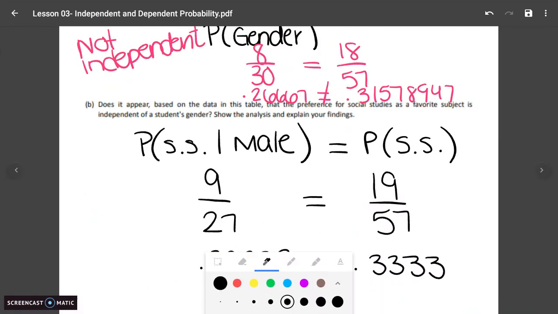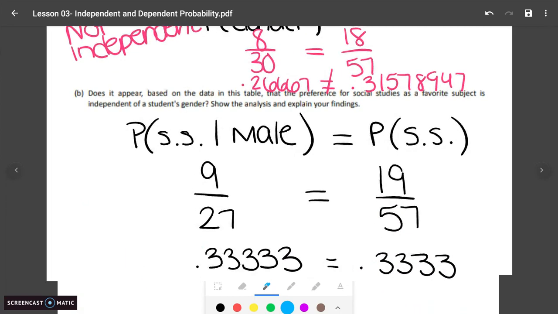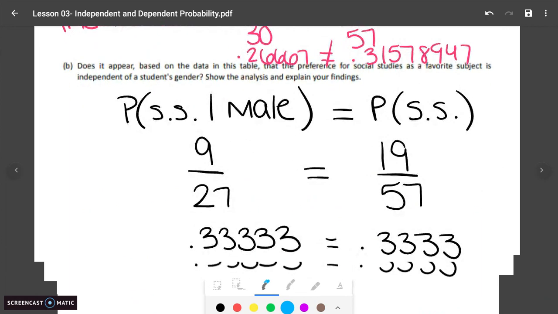I jumped ahead a little bit here on the next one for us just because I'm getting close to the end of my video. But the probability of social studies given gender again. So this time I switched up to male, but that's 9 out of 27. And the probability of social studies being a favorite by itself is 19 out of 57. They both equal 0.3 repeating, this is a case of independent.